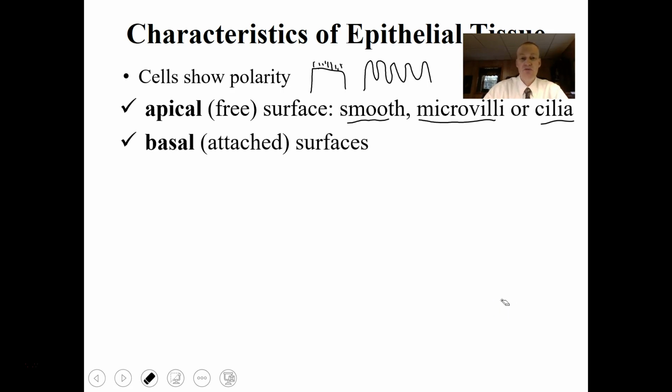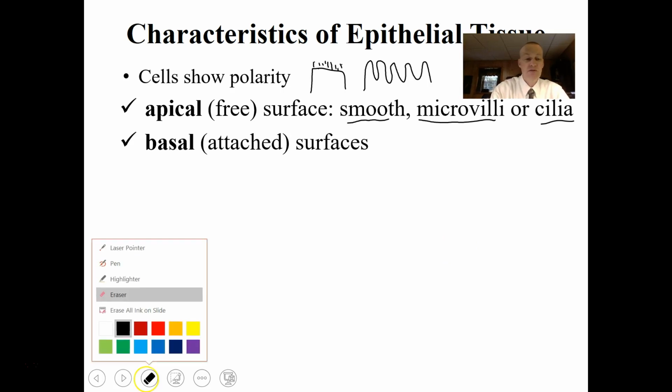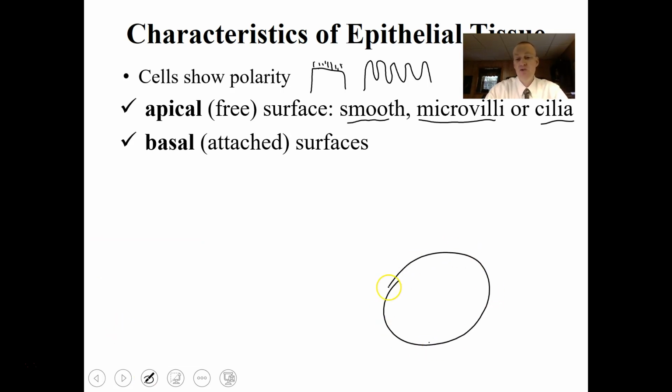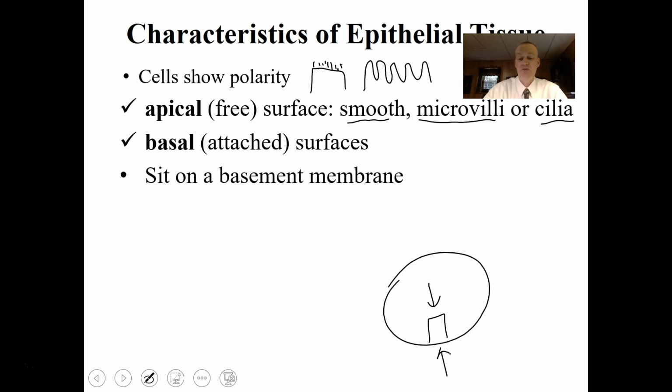Okay, so next we have the basal surface. This is the surface where the epithelial tissue is attached. So if I again made a tube, let me go back and make a tube. If I made a tube, you can see this would be the apical surface and this would be the basal surface. Okay, so they have polarity to them, an apical and basal surface. The basal surface is going to sit on a little acellular proteinaceous membrane called the basement membrane, and we'll talk about that more in a couple minutes.